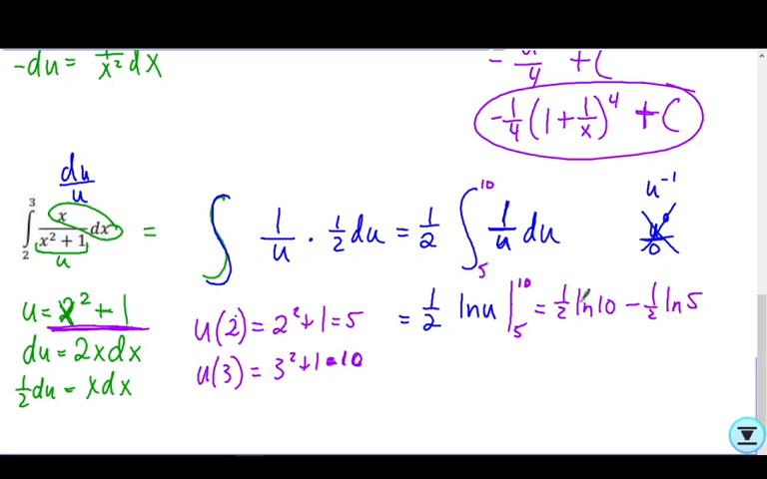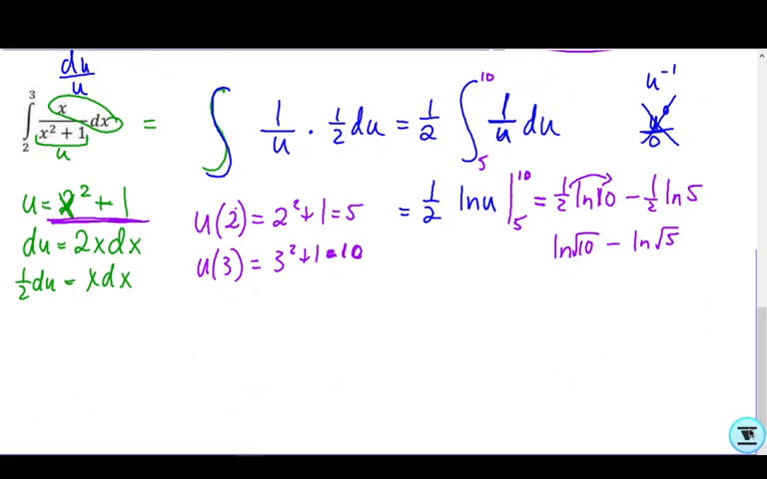So what we can do here is we can actually put these two together by using some log properties if we want. The 1/2 can go to the power. That's the power property for logarithm. So this is the natural log of the square root of 10 minus the natural log of the square root of 5. And when you have two logs at the same base, you subtract them, you can actually do this as the natural log of the square root of 10 over the square root of 5 using my log properties, like that.